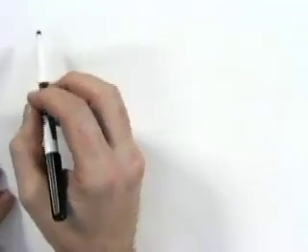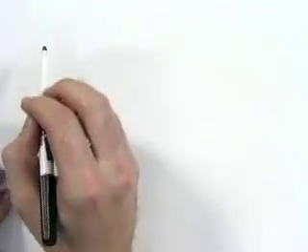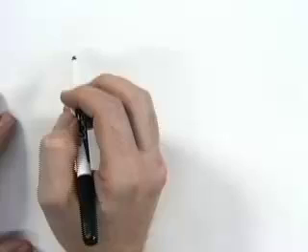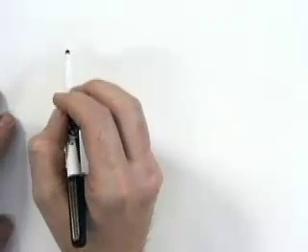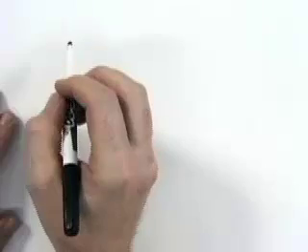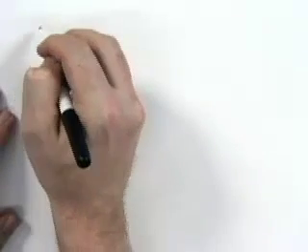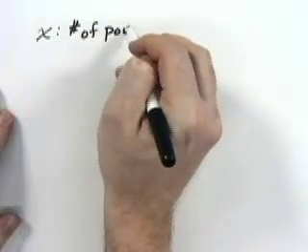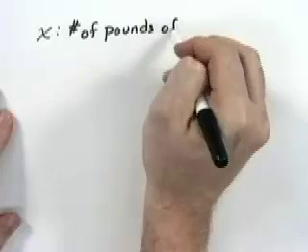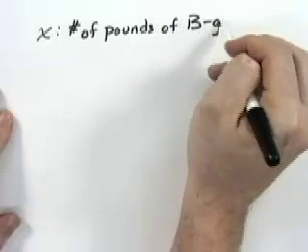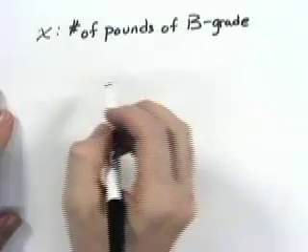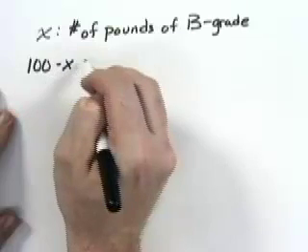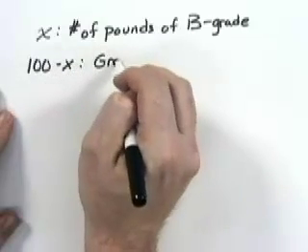Now again, when solving any kind of word problem, the last statement typically indicates to you what your unknowns are. We know, first of all, that we want 100 pounds of coffee. Let's say that we're going to let X represent the number of pounds of the B-grade coffee. Because we want 100 pounds altogether, that would mean that we're going to have 100 minus X pounds of the grade A coffee.